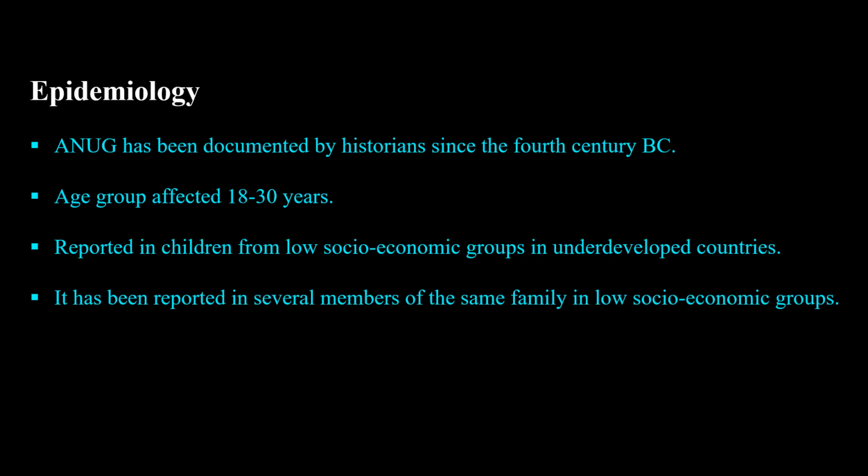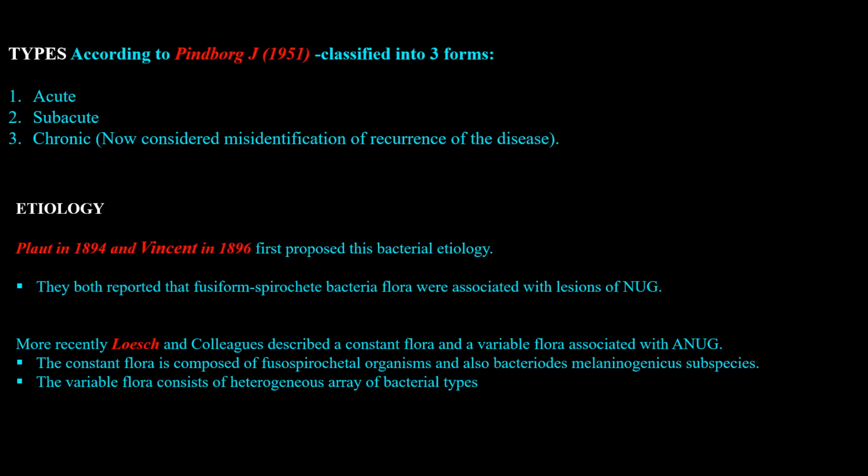Epidemiology. ANUG has been documented since the 4th century BC. The most commonly affected age group is between 18 to 30 years, and children from low socioeconomic groups of underdeveloped countries are affected the most. Sometimes several members of the same family, especially in low socioeconomic groups, are affected.